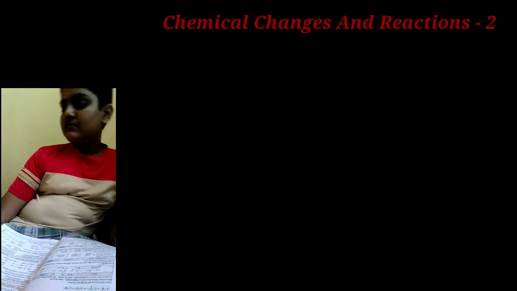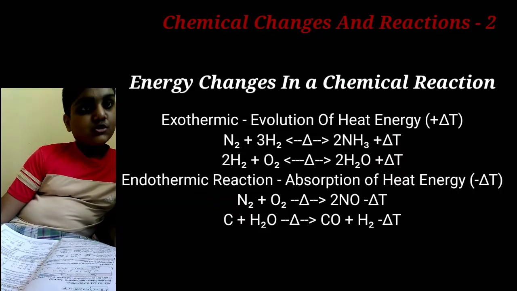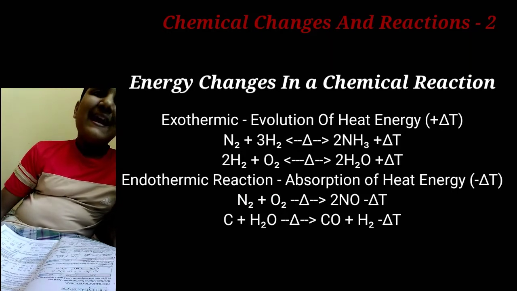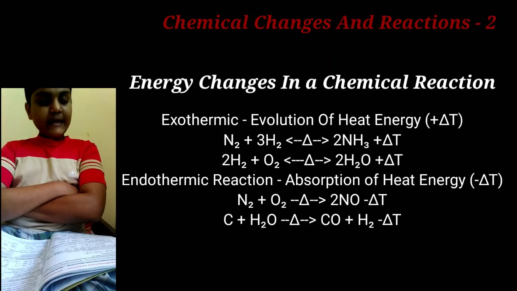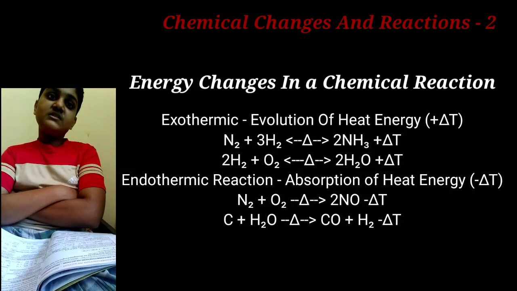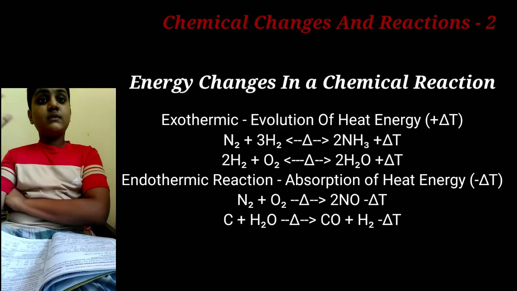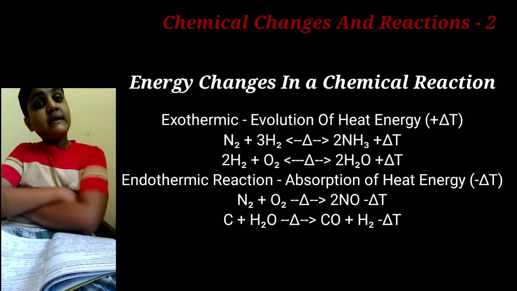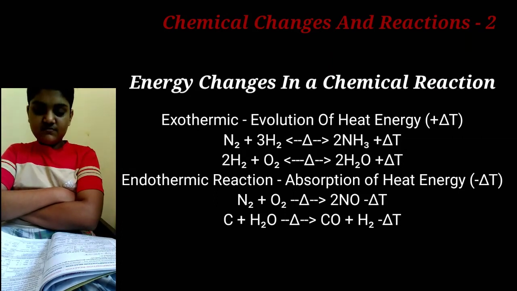The final topic of the chapter is energy changes in a chemical change. Basically, we have exothermic reaction, endothermic reaction, photochemical and electrochemical. An exothermic reaction is a chemical reaction which proceeds with evolution of heat energy, while an endothermic reaction proceeds with absorption of heat energy.